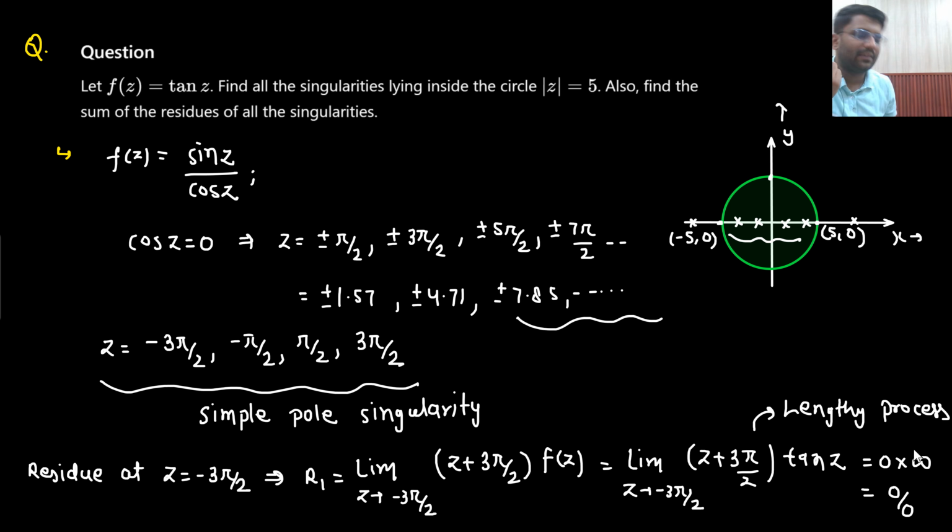Okay, but we have some method. What we need to do is find the residue using method 2. What is our method 2? Sir, our poles are at minus 3 pi by 2, minus pi by 2, pi by 2, and 3 pi by 2. First I am finding the residue at z equals to minus 3 pi by 2.